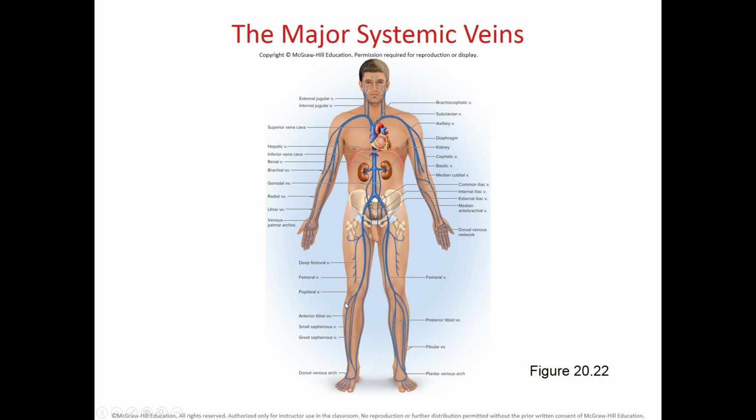So we don't have small or great saphenous arteries. We only have small and great saphenous veins. And then here we have the anterior tibial veins, posterior tibial veins, and plantar venous arches or dorsal venous arches, similarly as for the arteries.